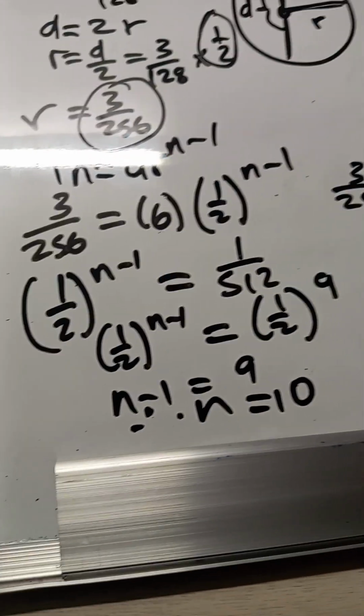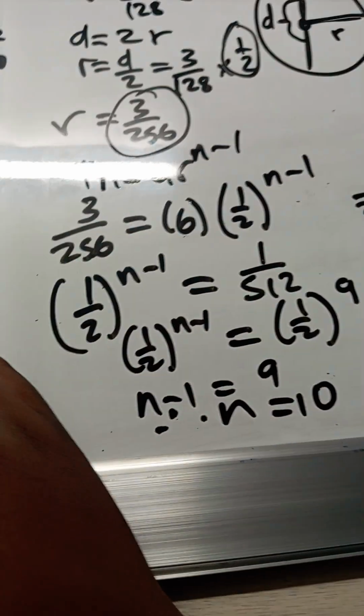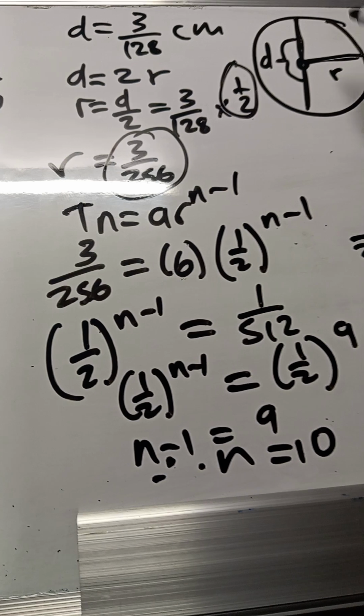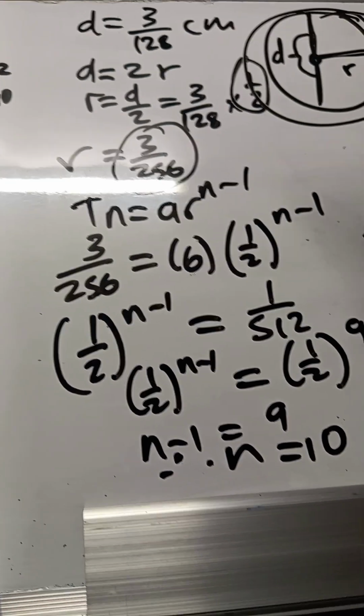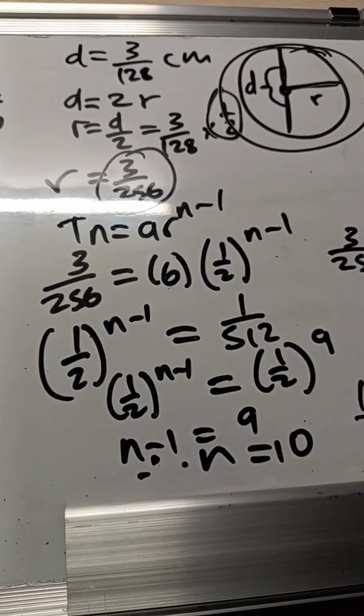This means that the 10th circle has a diameter of that one. Get what I'm trying to say, guys? The most important thing was understanding the difference between the diameter and the radius. Okay, thank you very much, guys. I hope you understand.